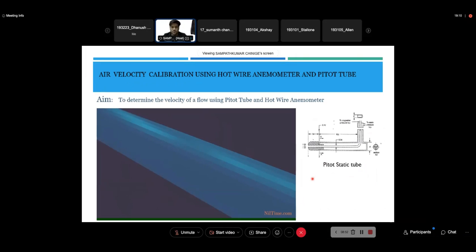So this is what we are going to do. One of the standard velocity measuring instruments that we are using is a hot wire anemometer. First we'll see how the pitot static tube works, and then we will go to the hot wire anemometer and see how it works. Okay.